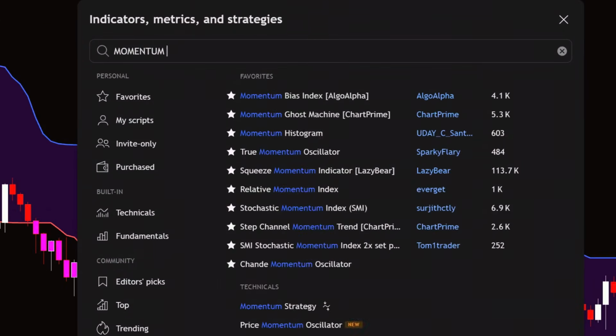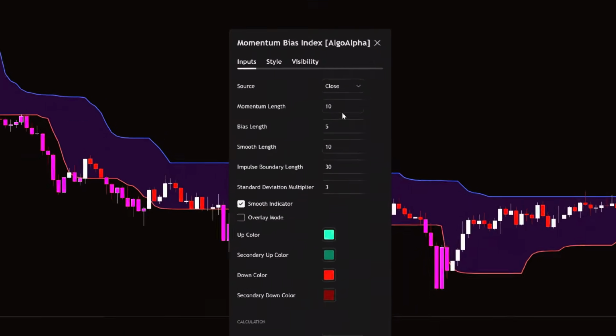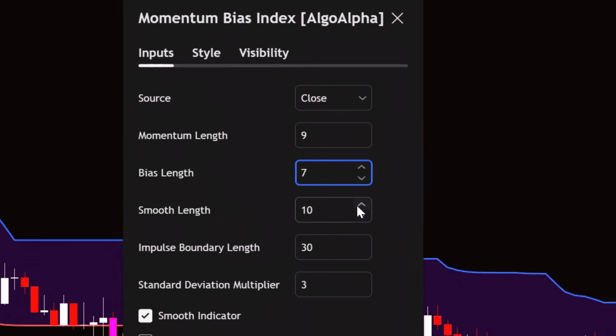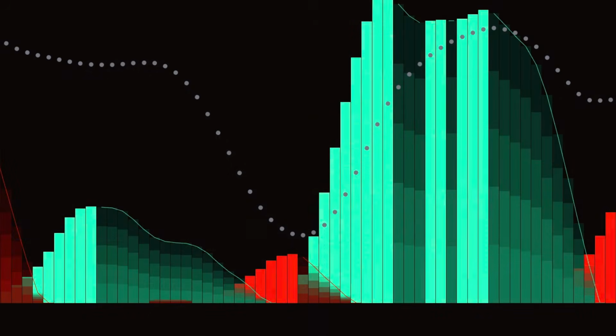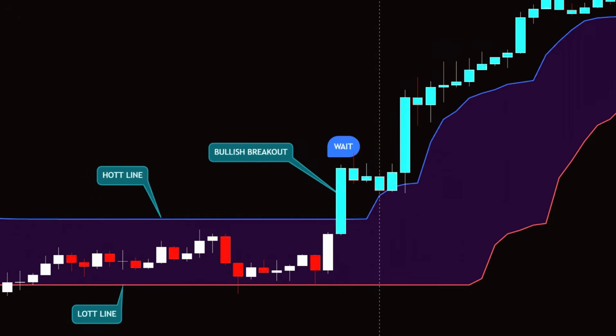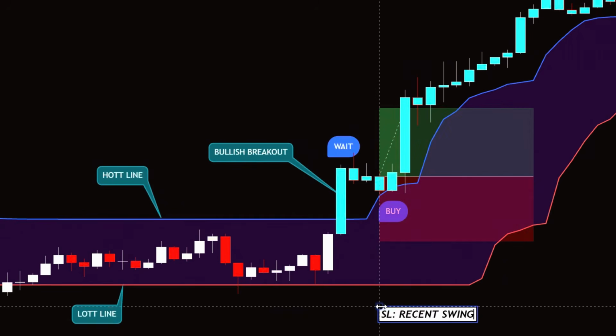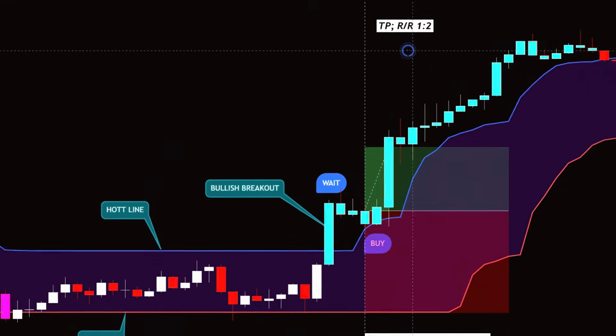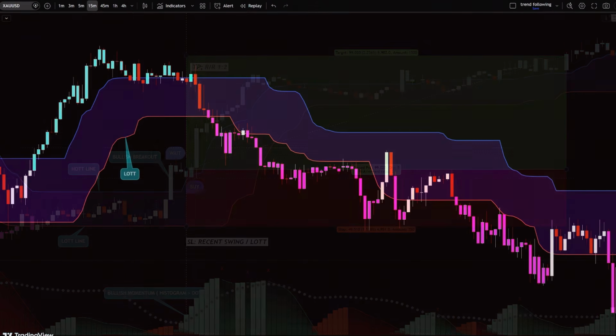Pull up the momentum bias index. Momentum length 9, bias length 7, smooth length 9, impulse boundary 27, and check the histogram. Green and above the dot, momentum is confirmed. You're in. A stop loss set at the recent swing low or right at the LOTT line, and you're targeting 1 to 2 reward. Flip it around for a sell.